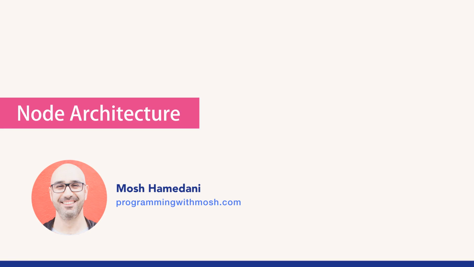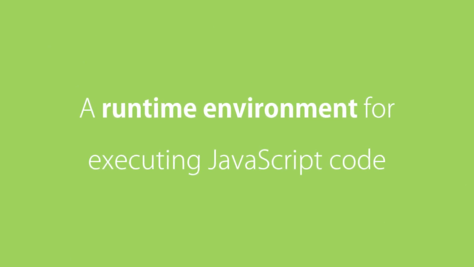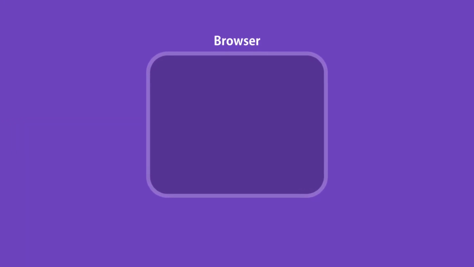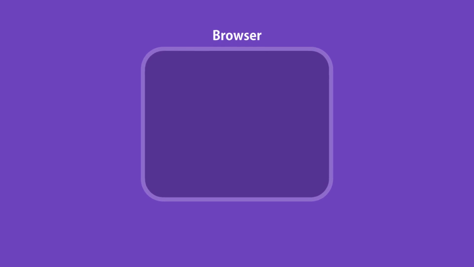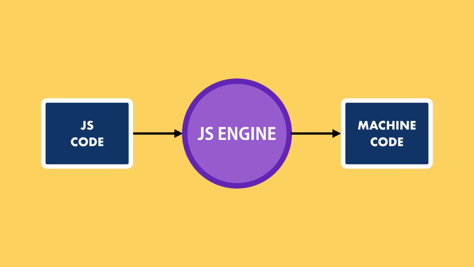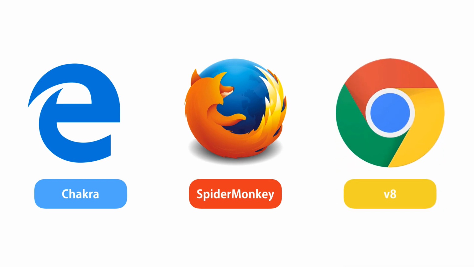So in the last video, you learned that Node is a runtime environment for executing JavaScript code. But what is a runtime environment really? Well, before Node, we used JavaScript only to build applications that run inside of a browser. So every browser out there has what we call a JavaScript engine that takes our JavaScript code and converts it to code that a computer can understand. For example, Microsoft Edge uses Chakra, Firefox uses SpiderMonkey, and Chrome uses V8.